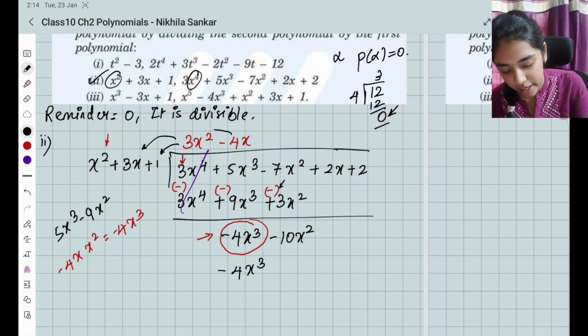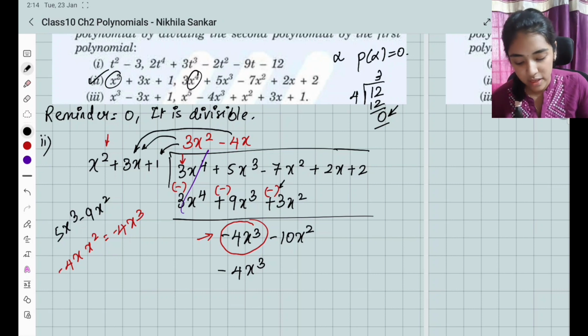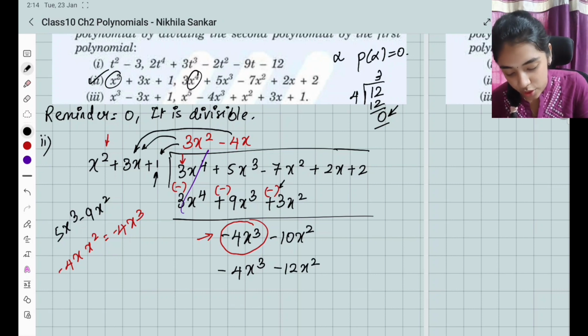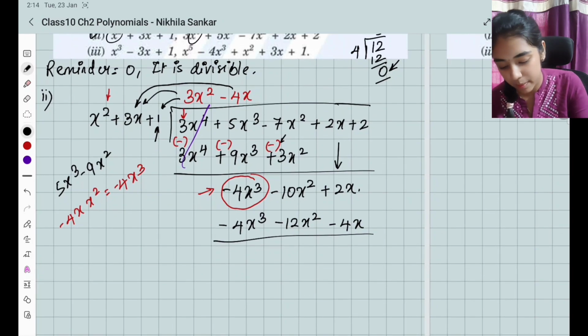Next, we have minus 4x into 3x. So we have minus 12x square. Then the last term, minus 4 into 1 is going to be minus 4x. I can also bring this term. So we have plus 2x. Okay, now what do we get if we subtract this?